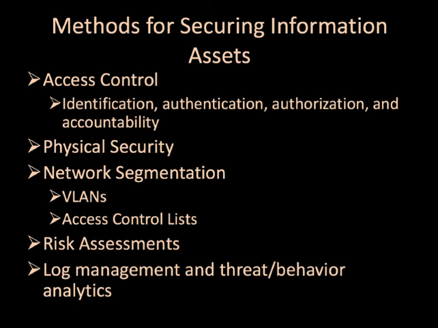We have several common methods for securing information assets. First is access control. Access control is the method of verifying the identity of a person, service, or application, which is called authentication, determining the level of access the verified identity is allowed, which is called authorization, and logging all activity between the identity and the information resource, which is accountability.